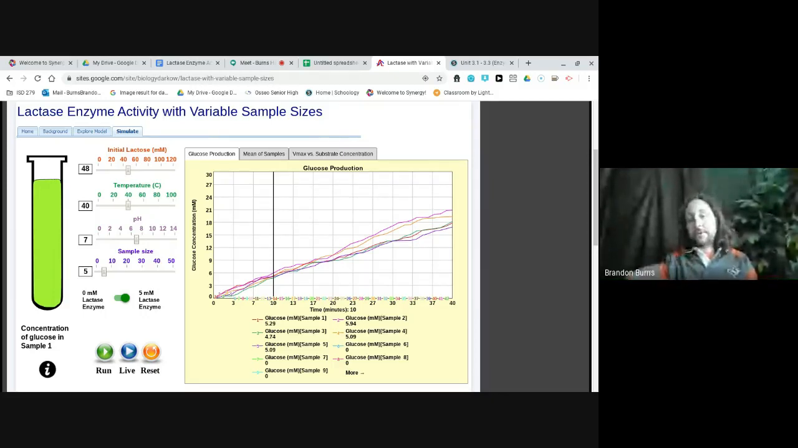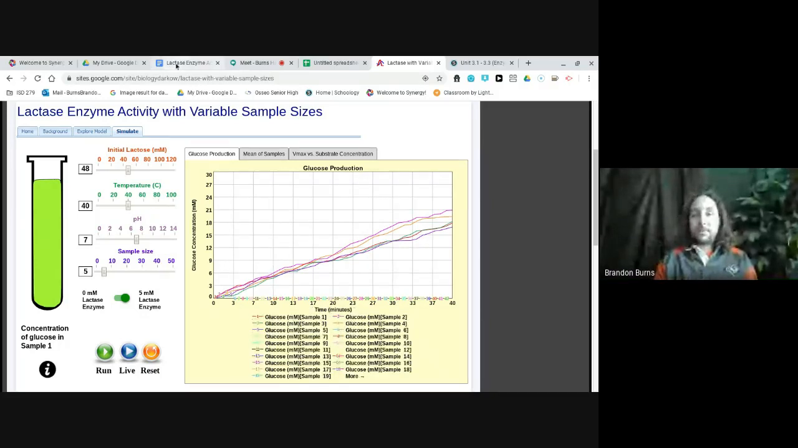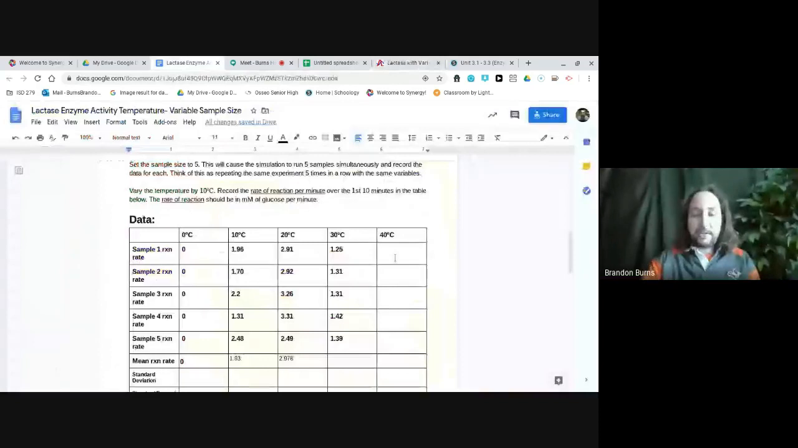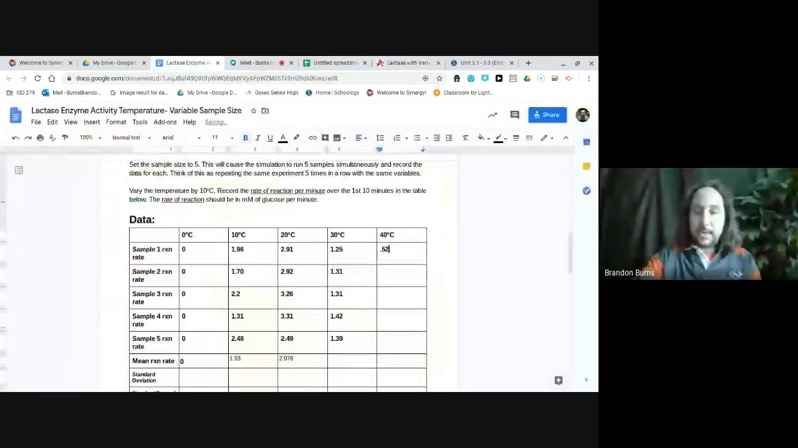Okay, so for my first value at a temperature of 40 degrees, I have 5.29 millimoles of glucose made. So lactose turned into glucose. If I divide that by 10, my first value that I would put in here is 0.529.